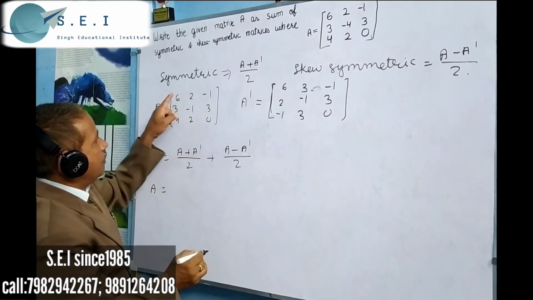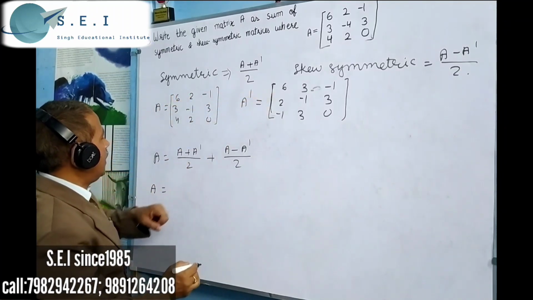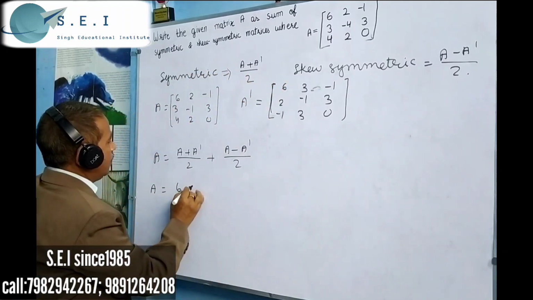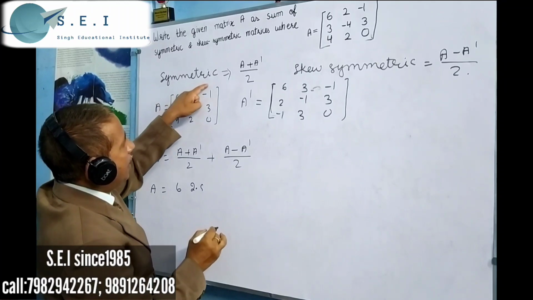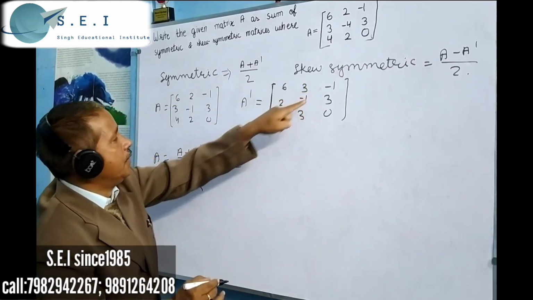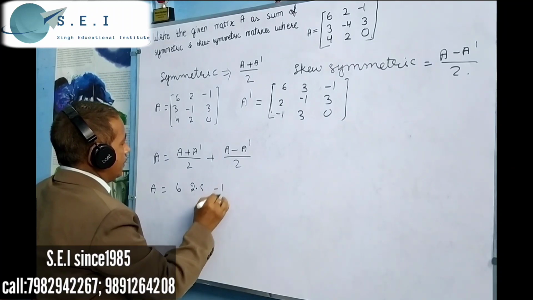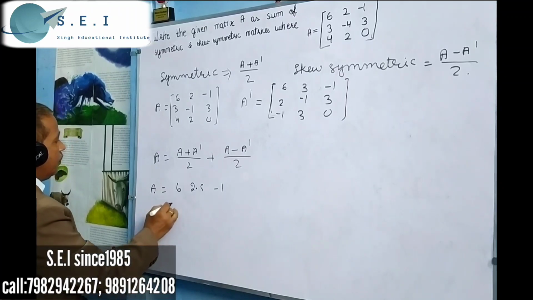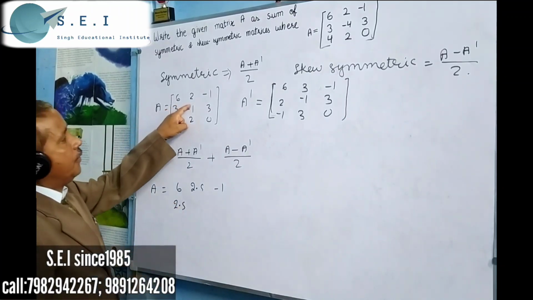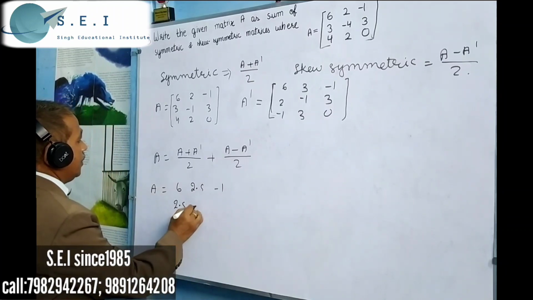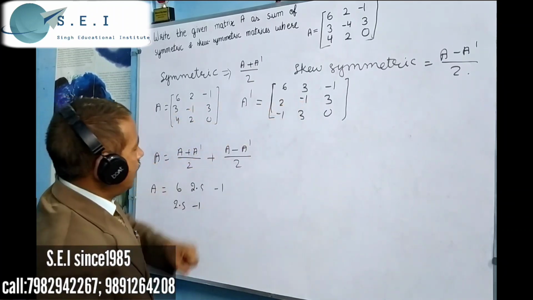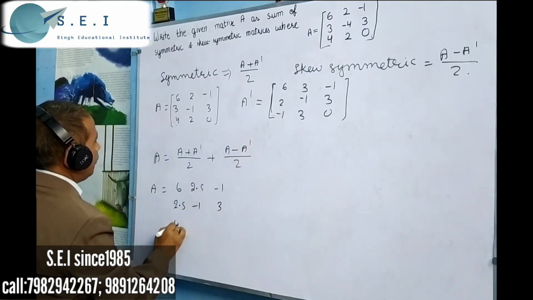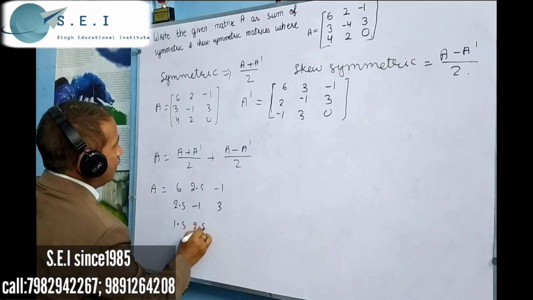Then A is equal to A plus A transpose: 6 plus 6 divided by 2 is 6. 2 plus 3 divided by 2 is 2.5. Minus 1 plus minus 1 divided by 2 is minus 1. 3 plus 2 divided by 2 is 2.5. Negative 1 divided by 2 is negative 1. 3 and 3 divided by 2 is 3. Similarly, this is 1.5, this is 2.5 and this is 0.